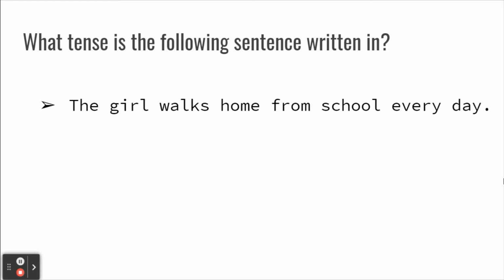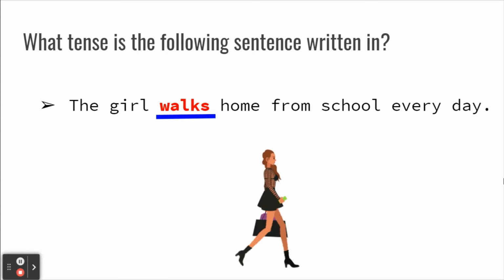So how do we determine the tense of a sentence? Yeah, by looking at the verb. Okay, so the sentence is written in the present tense, right? The girl walks home from school every day. Something that happens routinely, so that means it happens every day. So it's going to be in the present tense because there is no end to it.